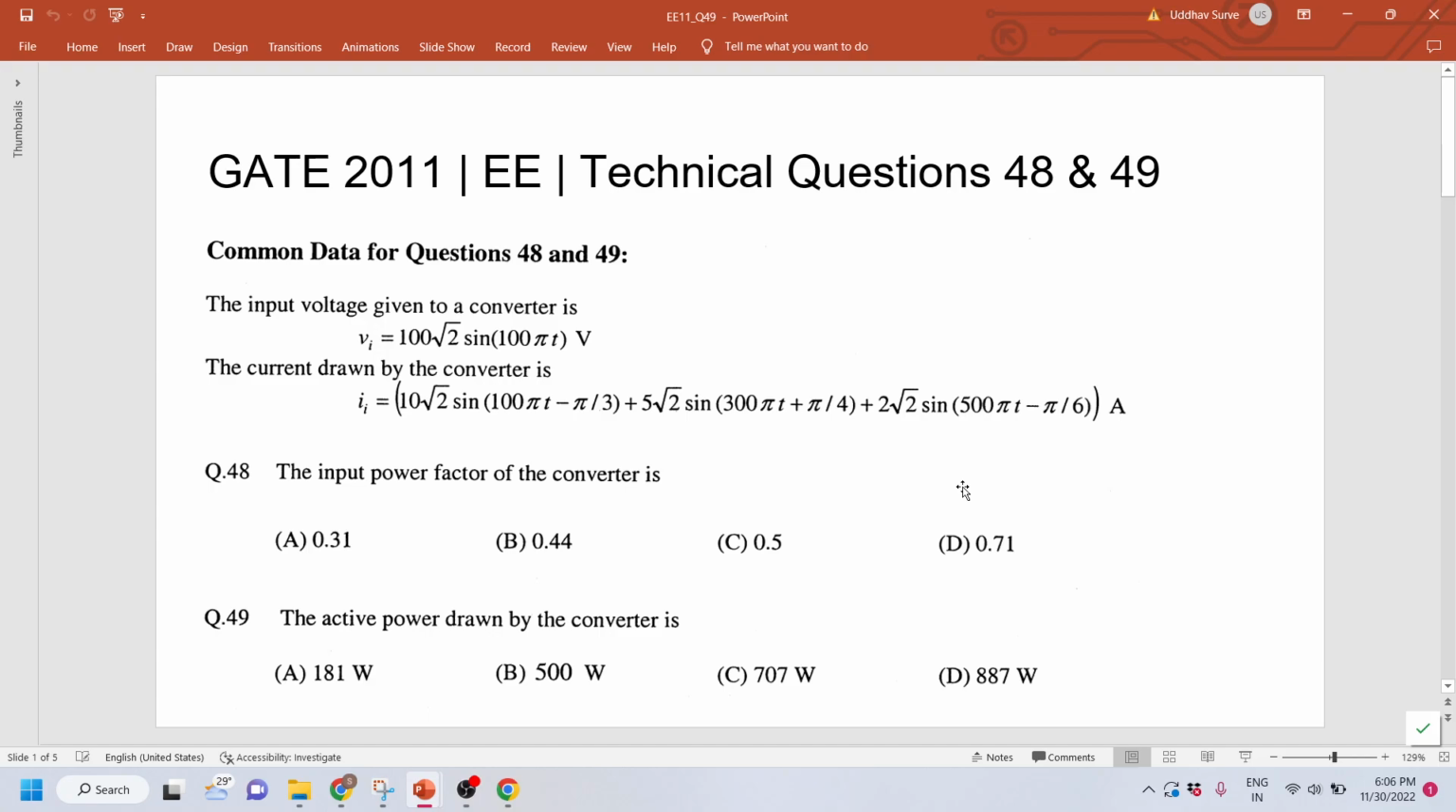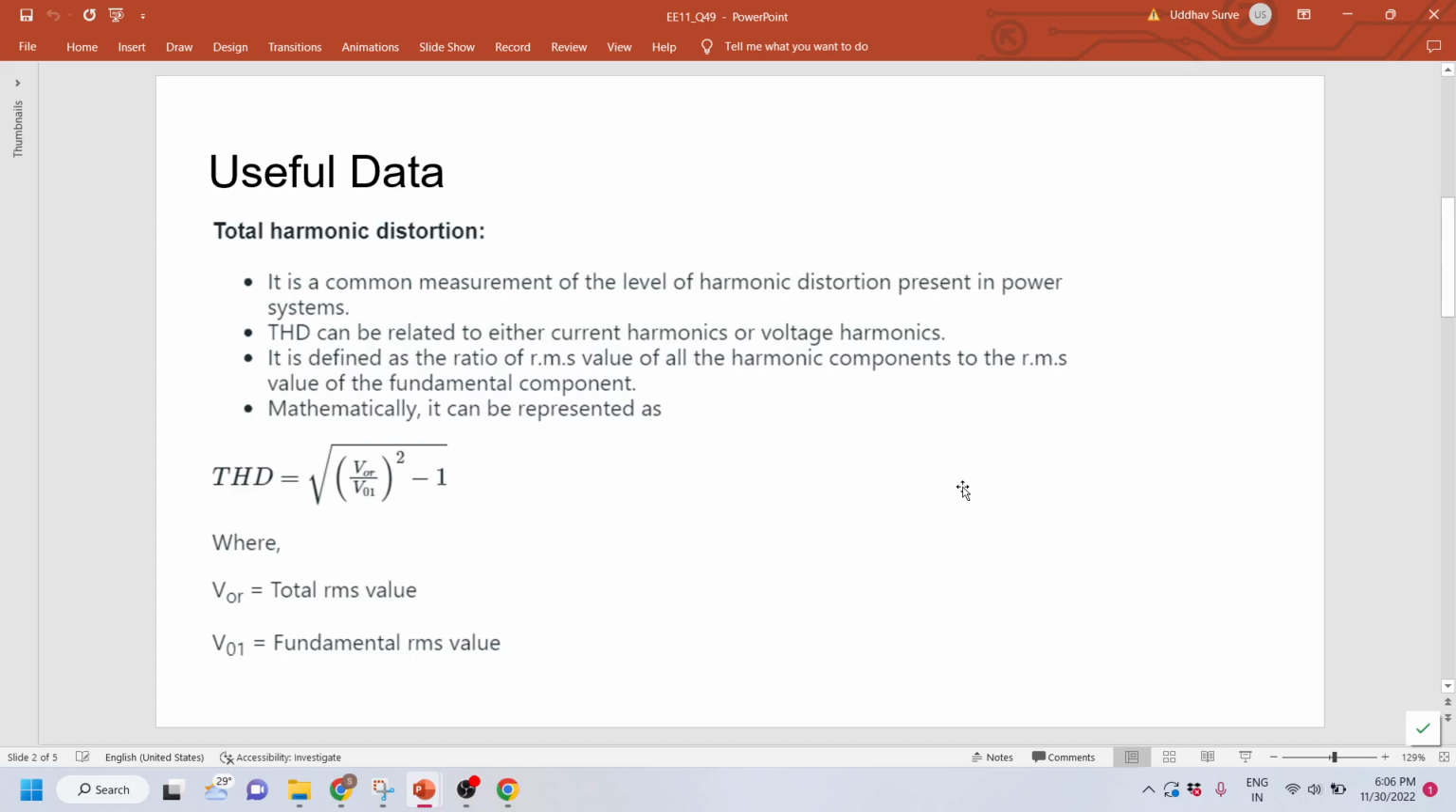Okay, so before we begin solving this question, let us understand what the power factor is and how it is represented in terms of harmonics. The first metric wherever harmonics are involved in power electronics or power systems is a term called total harmonic distortion. It is a common measurement of the level of harmonic distortion present in a power system. So THD can be related to either current harmonics or voltage harmonics.